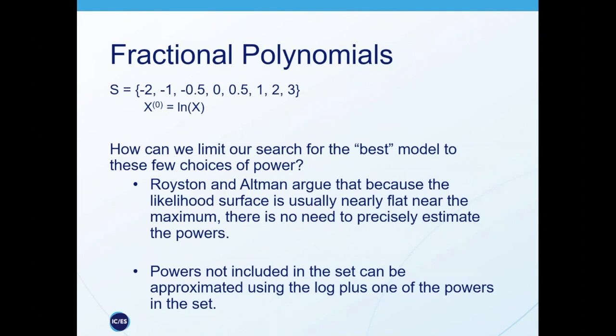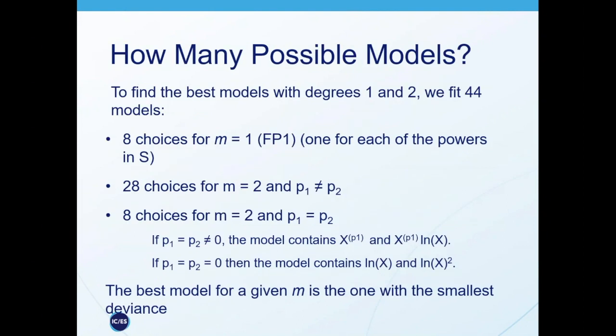So their argument for leaving out all the other powers that could have been included is, first of all, that it's good enough to just use these powers, and second of all, we can come close enough to all the things that are missing by including both the log of x and the powers that are given. Now, how are we going to decide on the best model? How are we going to decide which powers from that set of powers, those 8 powers, we're going to include? Remembering that we're only going to include either 1 or 2 powers in our final model.